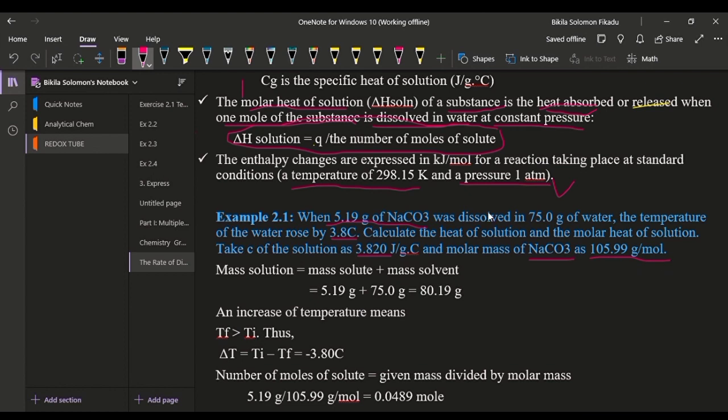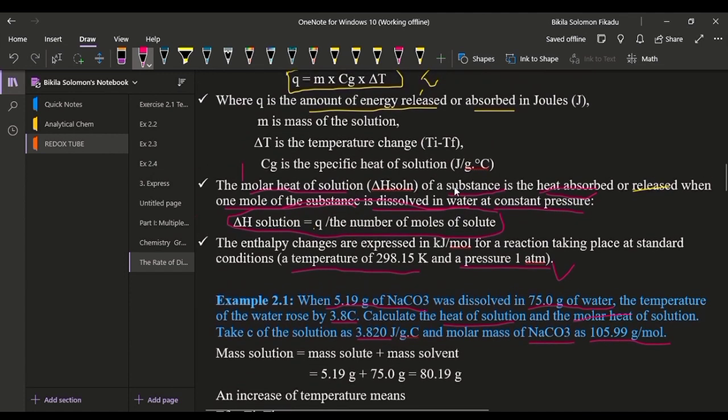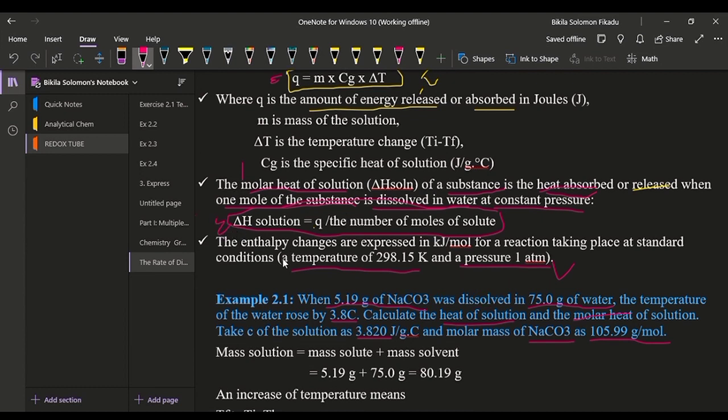So as keessatti sodium carbonate hangi isaa meeqa nuu laate 5.19 laate kan waterii immoo meeqadha 75 gram jechuudha. So temperature of waterii meeqa 3.8 yeroo ta'u kan nuun calculate goonu heat of solution fi molar heat of solution jechuudha. So as keessatti heat of solution akkamitti arganna? Heat of solution equal to akkuma formula kanarraati ibsamu kanatti arganna jechuudha. So molar heat of solution immoo kanaan hojjenna jechuudha.